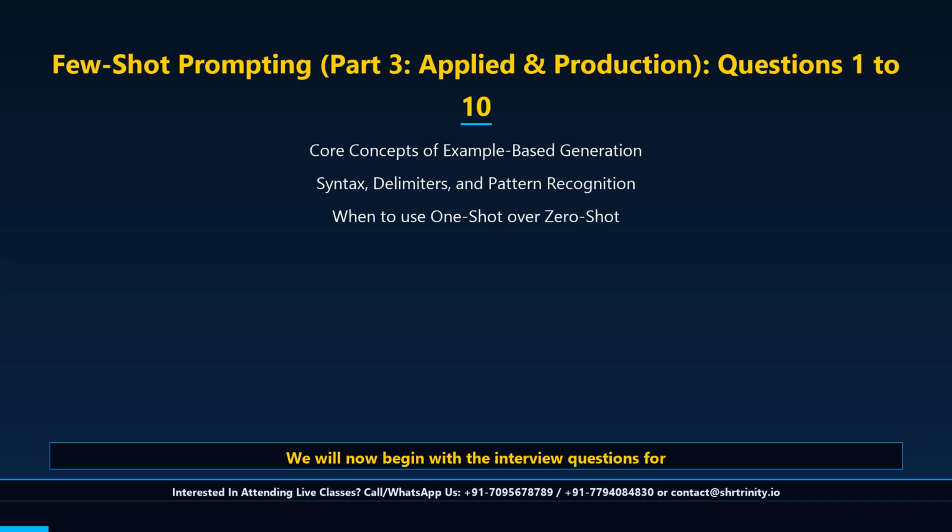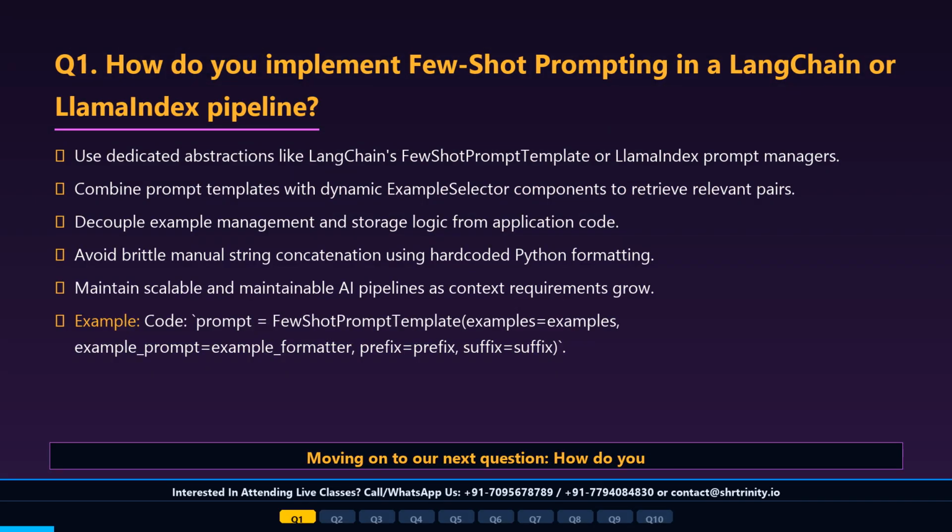We will now begin with the interview questions for few-shot prompting, Part 3, Applied in Production. Moving on to our next question. How do you implement few-shot prompting in a LangChain or LlamaIndex pipeline?